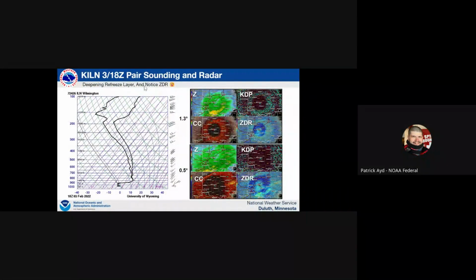Now we're going to go to 18Z. And we have about as classic of a freezing rain sounding as you can get. We're going to focus on the 1.3 and the 0.5 elevations. And the emoji is telling you to notice ZDR. So ZDR is, we have our circular melting layer.